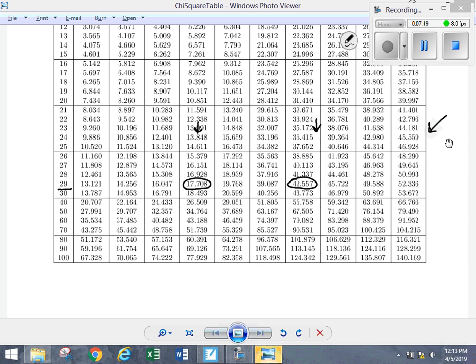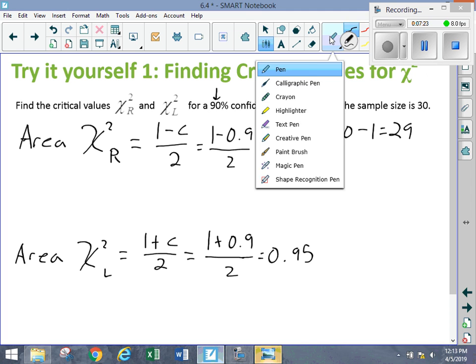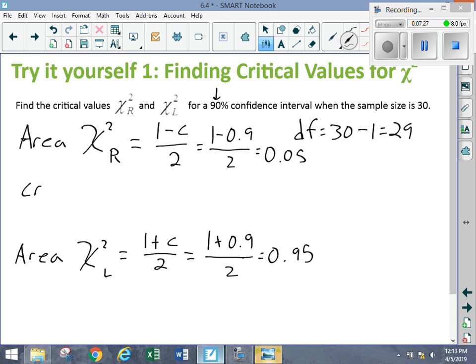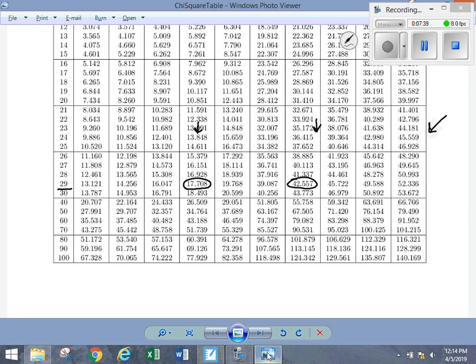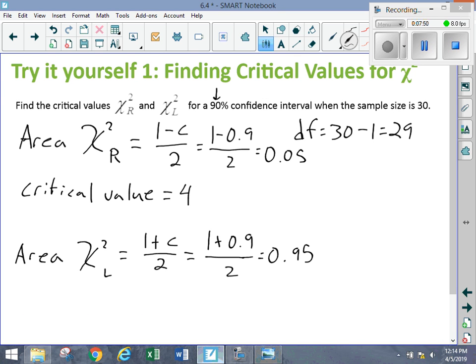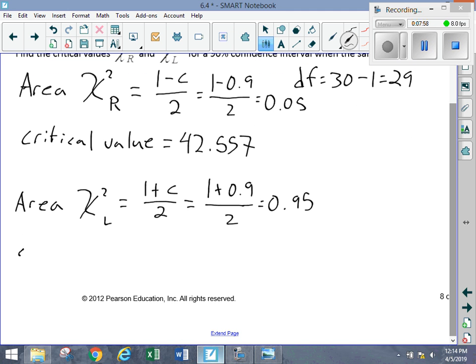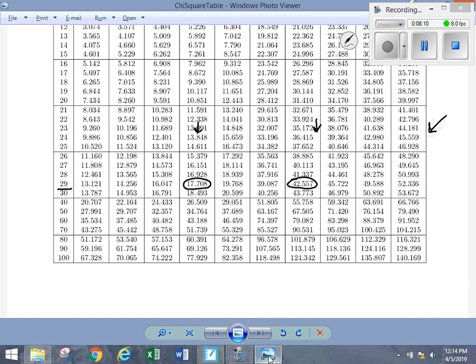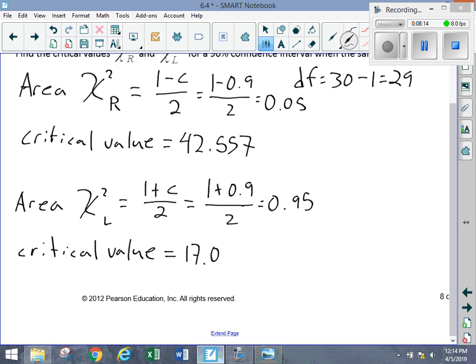So my critical value for the right tail is 42.557, and then our critical value for the left tail is 17.708.